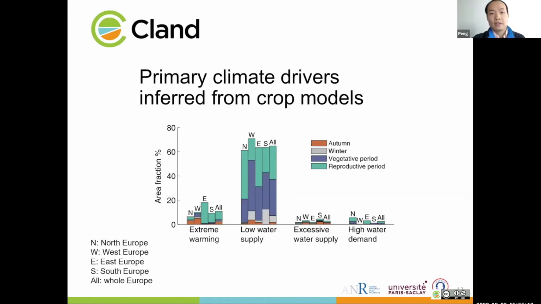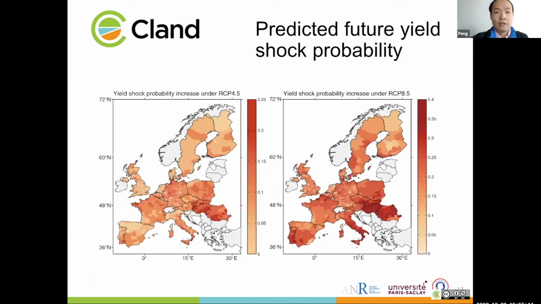And then let's see how the yield shock prediction and the attribution analysis performed in the crop model. We can see most of the yield shocks in the crop models are attributed to low water supply, which is about 2 times that in the yield survey data. This means the crop model has overestimated the yield shock effects of low water supply, which will bias the future projection.